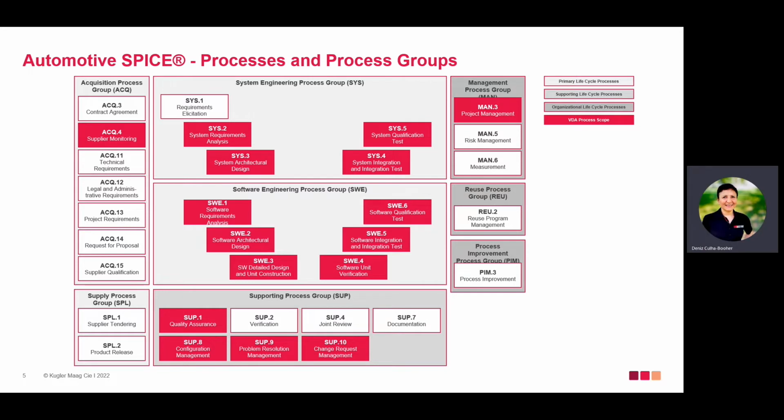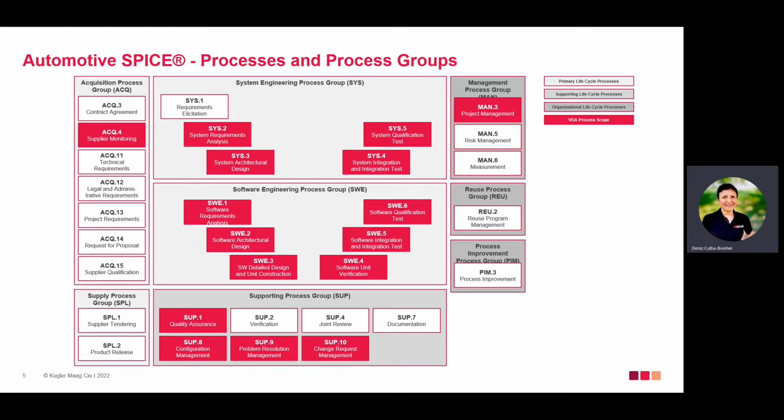And in addition, there are the supporting processes. We want to talk about performing quality assurance of our work products and processes. We want to make sure all the work products we produce are managed well via configuration management. Problems and changes are managed. And also, of course, project management, which you see on the right top, is one of the key process areas, because all these activities have to be planned. You've got to have people to do it, and track all that work. So also the supplier monitoring is one of the VDA scope processes.